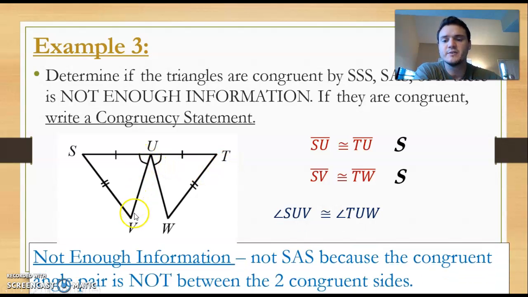So these angles, SUV and TUW, are arc marked congruent. But if you notice how I have the order here, it's SSA congruence. That's because this angle is not in between the two pairs of congruent sides. If we wanted to use SAS congruence here, it needs to be this angle right here, congruent to this angle T. Because the congruent angle is not the included angle with these two sides, this is not enough information. It's not SAS, because the angle should be in between those two sides.